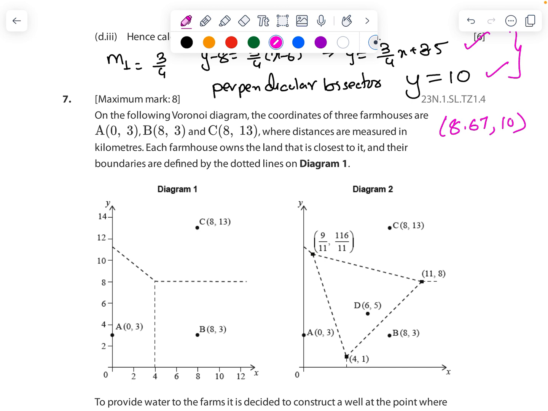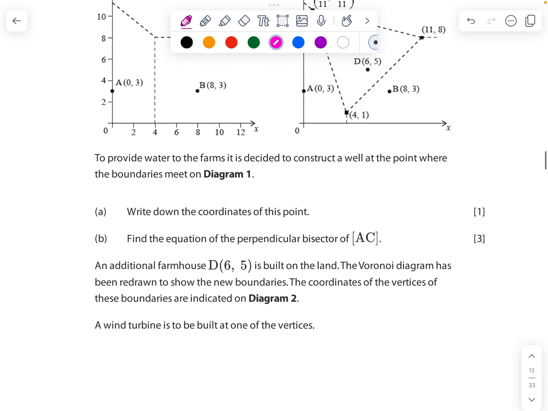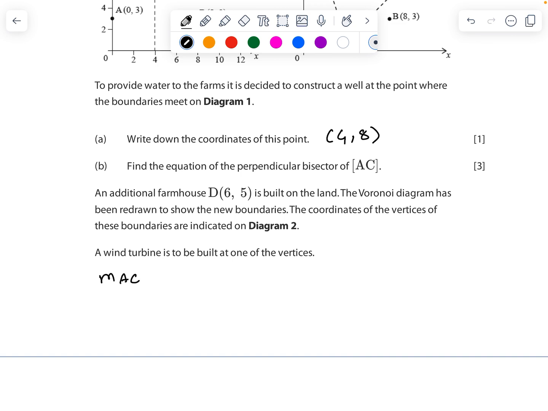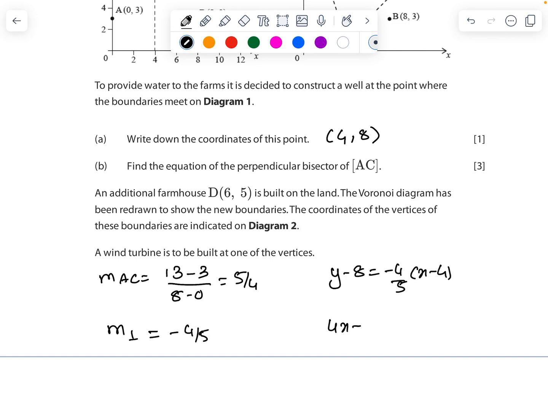Now, question number 7. On the following Voronoi diagram, the coordinates of 3 farmhouses are given, where distances are measured in kilometers. Each farmhouse owns a land that is closest to it. Write down the coordinates of this point. So, what are the coordinates of this point? (4, 8) is going to be the coordinates of the point. Find the equation of the perpendicular bisector for AC. So, the gradient of AC is going to be (13 minus 3) divided by (8 minus 0), which is 5 by 4. So, what will be the perpendicular gradient? Minus 4 by 5. Then y minus 8 equals minus 4 by 5 times (x minus 4), which becomes 4x plus 5y minus 56 equals 0.